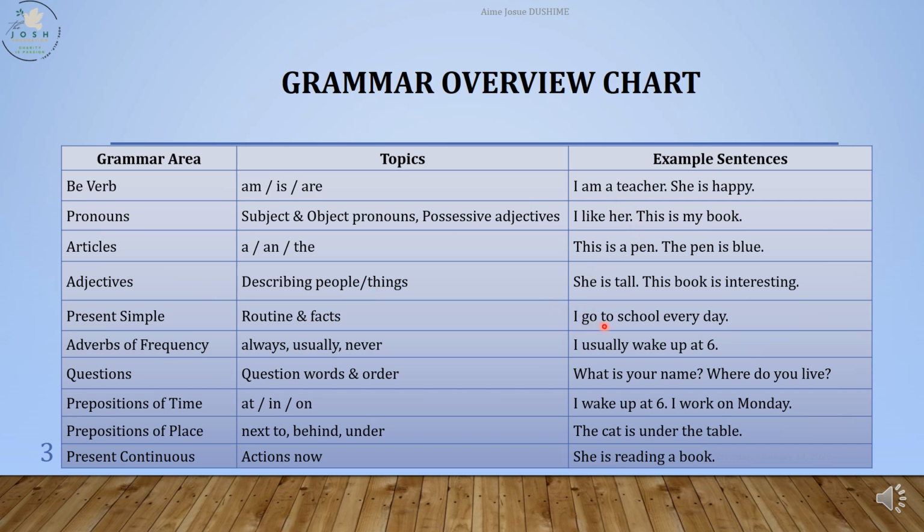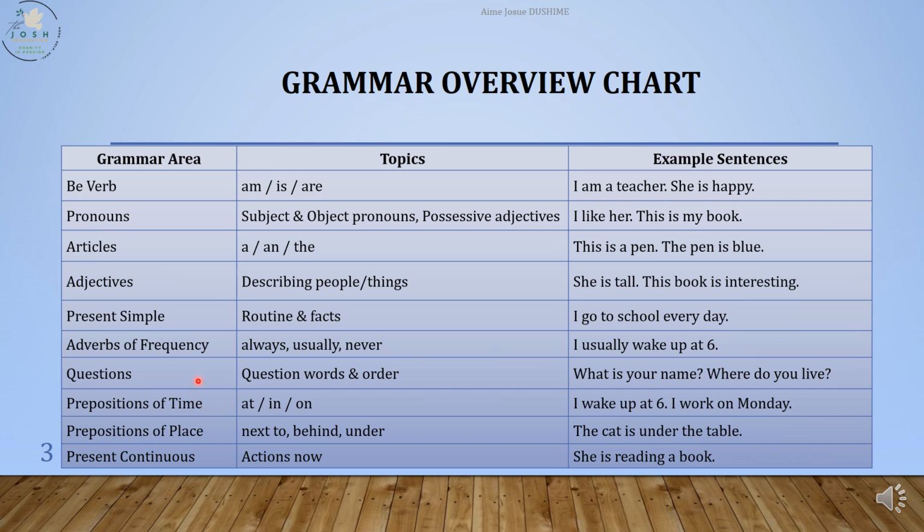I go to school every day. We learned also adverbs of frequency. That's to say always, usually, never, sometimes, rarely. And we put them before the main verb or after verb to be. I usually wake up at 6.